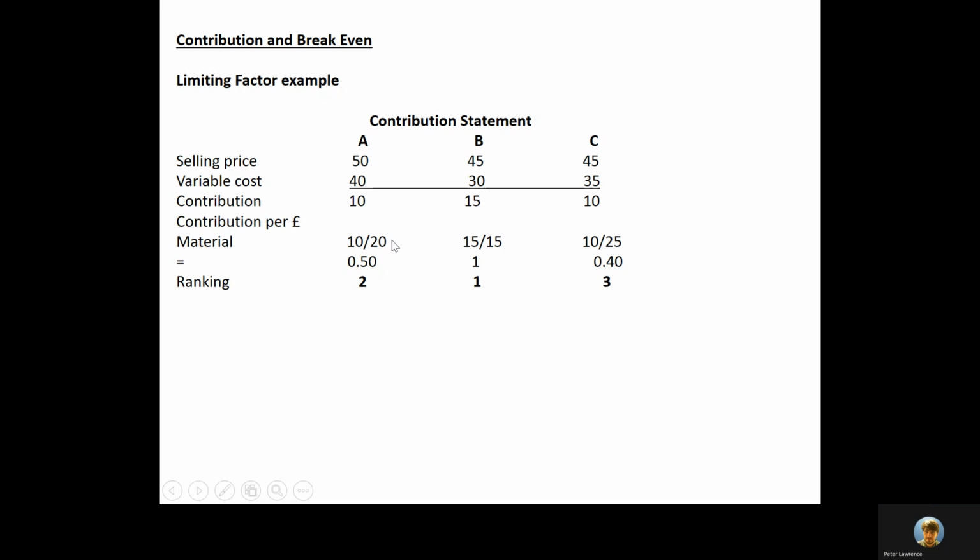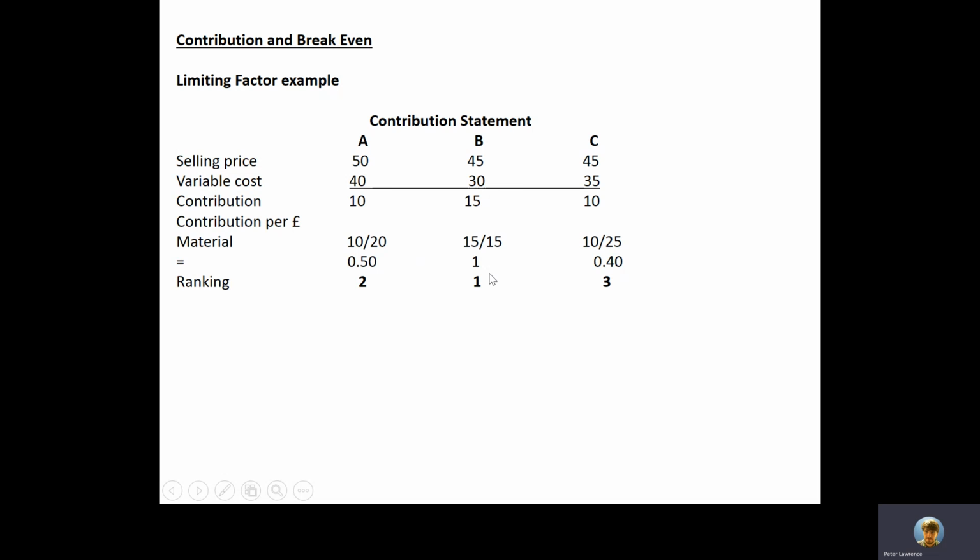So for every pound spent on material, this product is providing 50p worth of contribution. B, it's £1 worth of contribution for every £1 spent on material. And for C, it's 40p worth of contribution for every pound spent on material. So this is telling us what is giving us the best chance of maximizing our income. Which one is providing the most value for money for every pound spent on material?